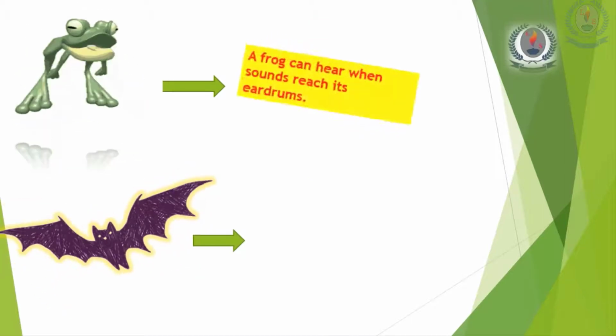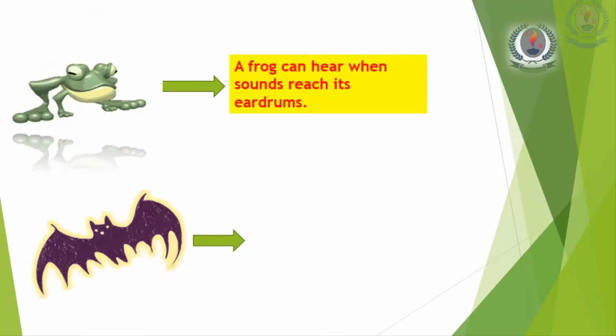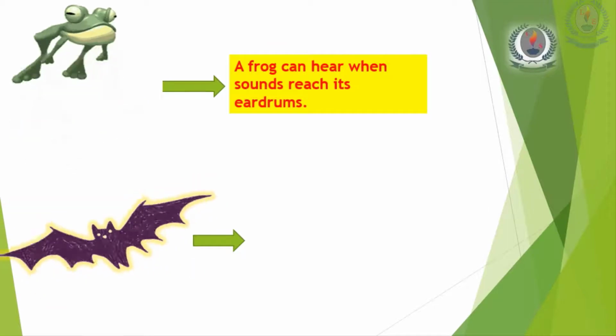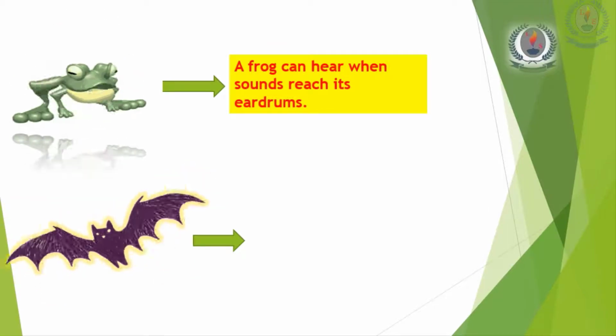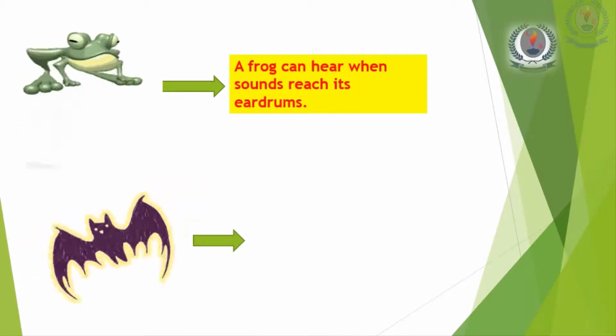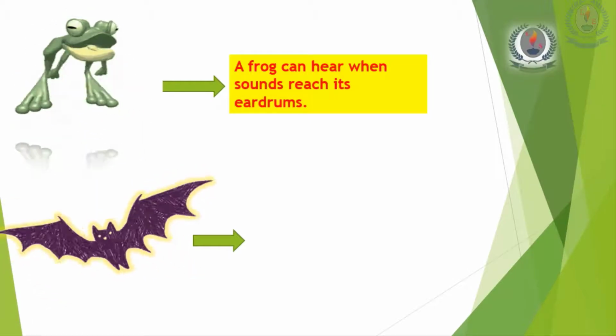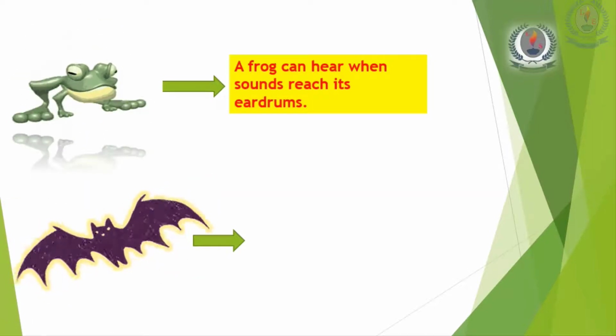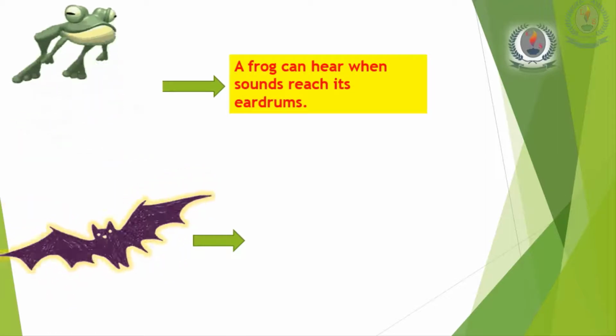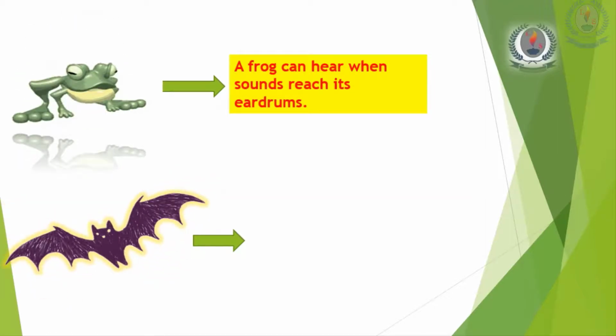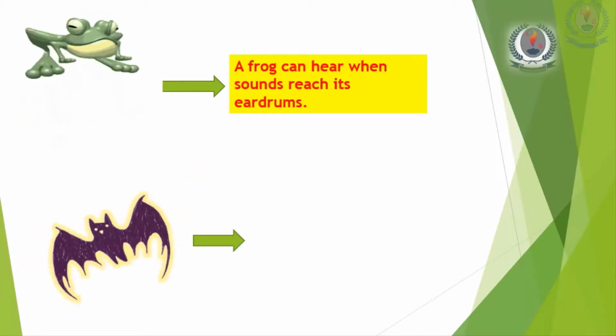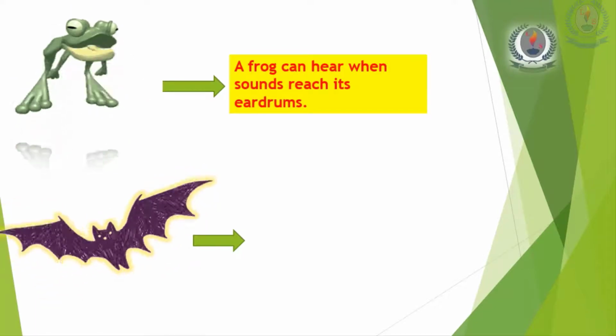Page number 45. Children, let's find out how a frog can hear. A frog can hear when sounds reach its eardrums. How a frog can hear, children? A frog can hear when sounds reach its eardrums.